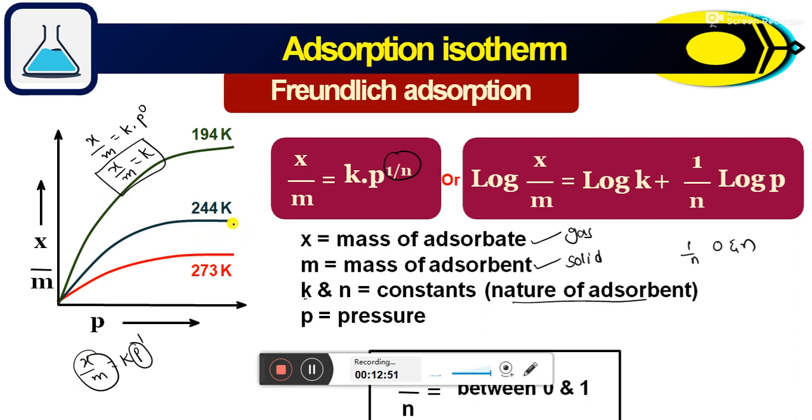You can see very clearly that whenever temperature increases, the amount of gas adsorbed decreases. Here this much gas is adsorbed at low temperature, but here this much gas is adsorbed at higher temperature. The amount of gas adsorption decreases with increasing temperature. Can I say adsorption is inversely proportional to temperature.